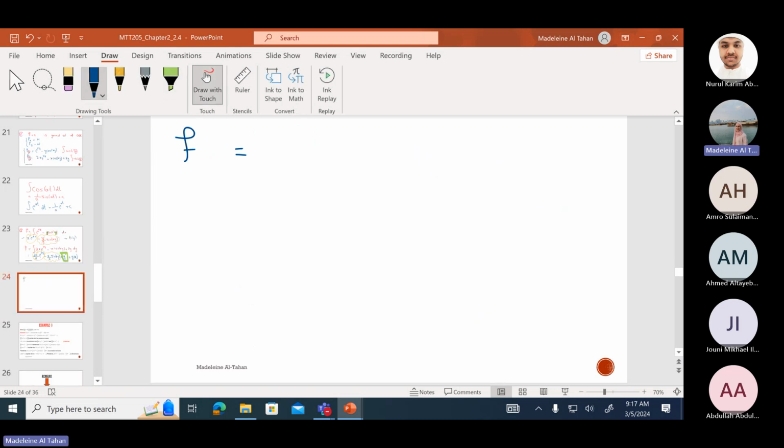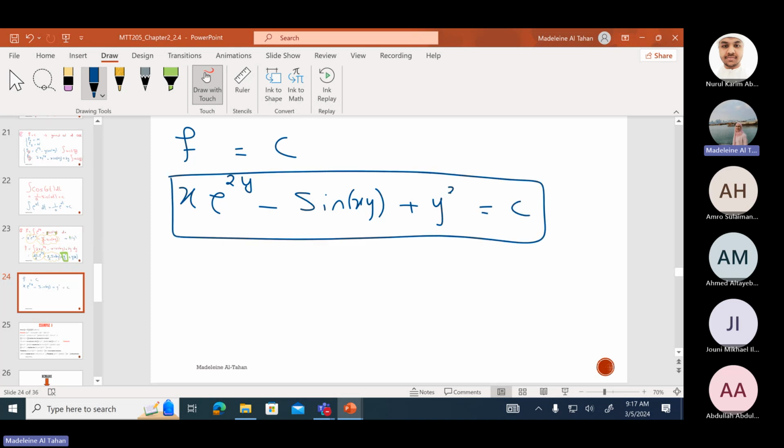F is equal to a constant, so F is x e to the y minus 5xy plus y squared equal to a constant, and this will be what we call an implicit or explicit solution. This is our implicit solution. Any questions about exact? Even if we still have some more concerns about exact, when we talk about non-exact and transform it to exact, we will solve again on that.